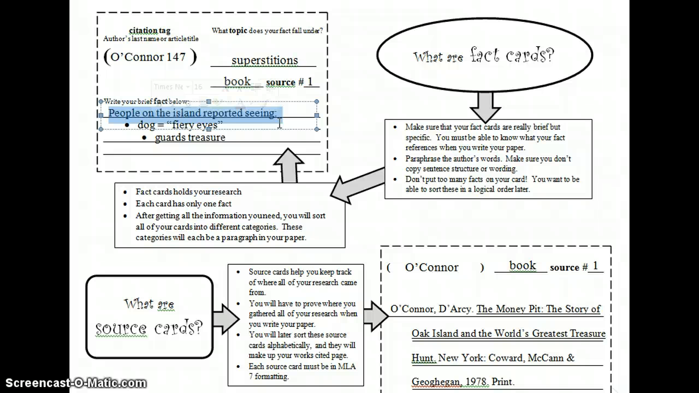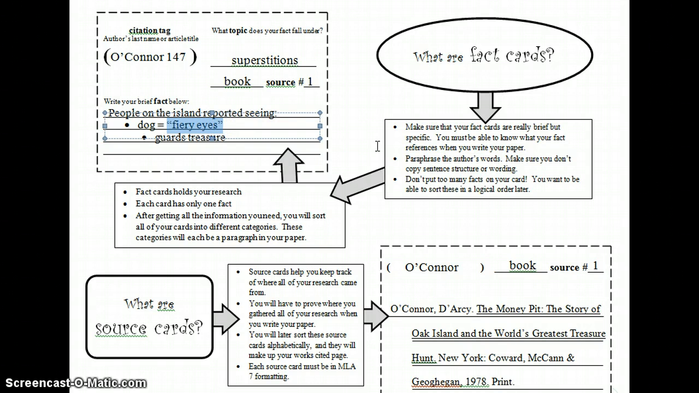So, for example, one of the sources was Darcy O'Connor's book on the Money Pit. Now, the Money Pit is about buried treasure and pirates. And so one thing that I learned while reading a portion of his book is that people on the island saw this dog with fiery eyes that they thought guarded the treasure. Okay, so instead of saying that the people just saw a dog, I actually used the author's words right here, that they had fiery eyes.